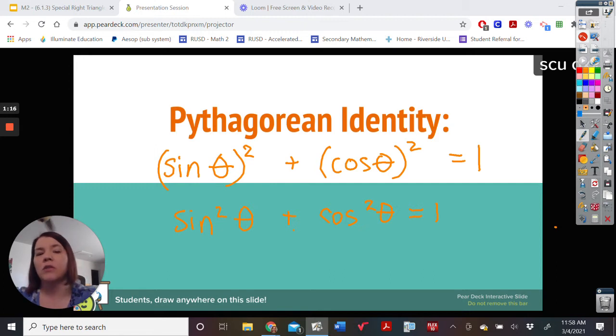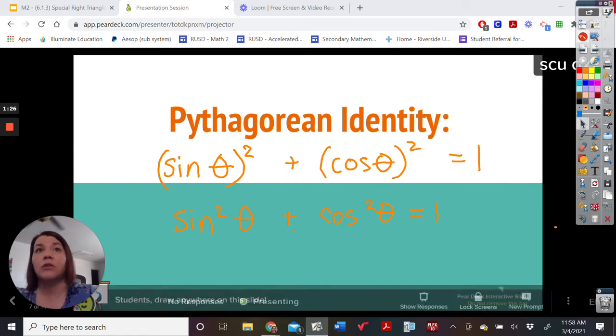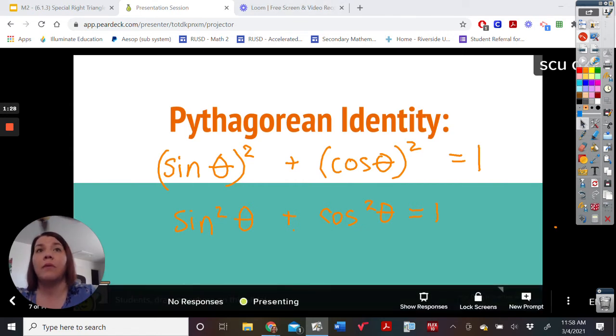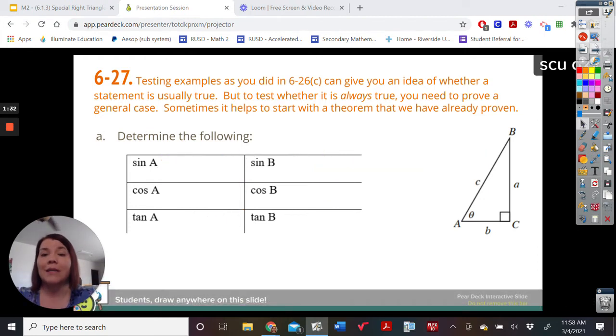We've done a couple of examples. We're going to try to see if we can prove that this is always true. Again, we may have gotten through this in class, we may not have, so we're just going to assume that we didn't. Testing examples we did in 626C can give you an idea whether a statement is usually true, but whether it's always true, we need to prove a general case. Sometimes it helps to start with a theorem that we've already proven. So first of all, we're going to find sine A and the other ratios for this triangle right here.